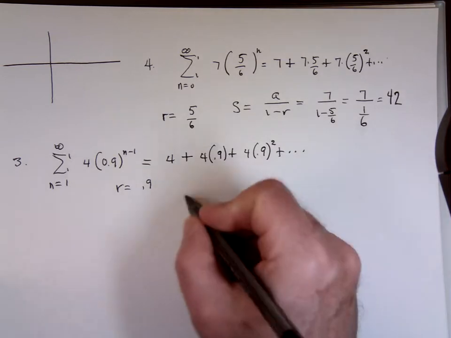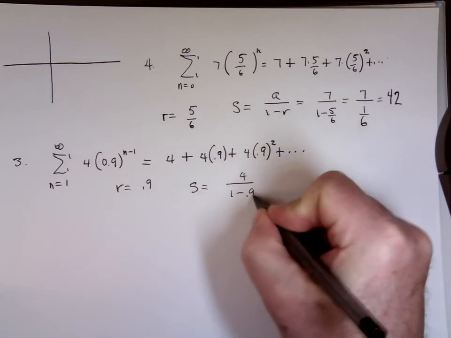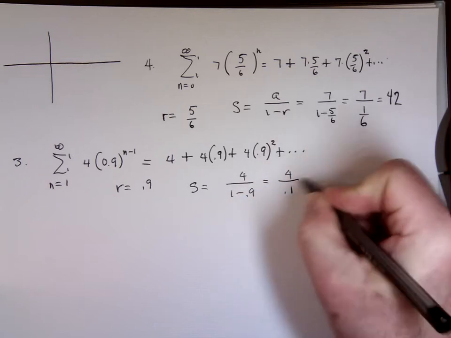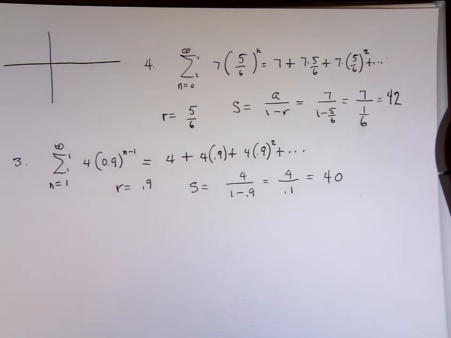The sum is equal to a over 1 minus r, which is 40. Okay? The sum of that series is exactly 40. And what does that sum of that infinite series of 40 mean? It means as you add the terms, that sum is going to get closer and closer and closer to 40.